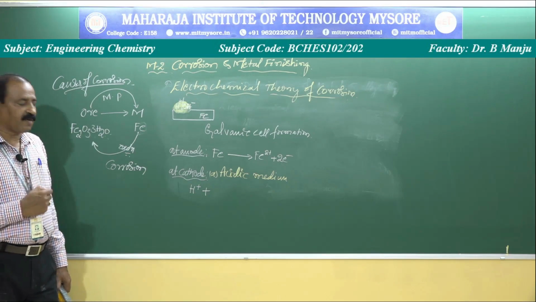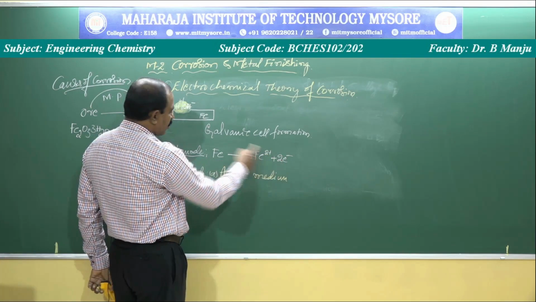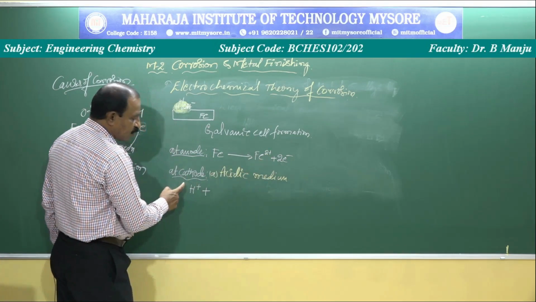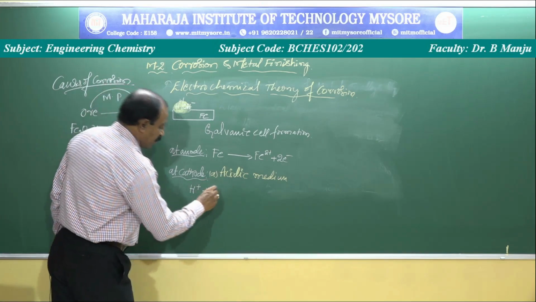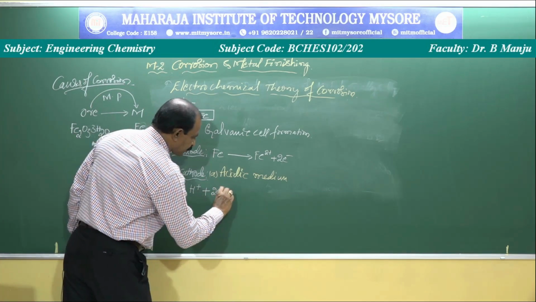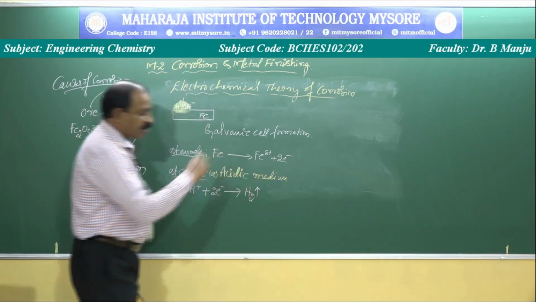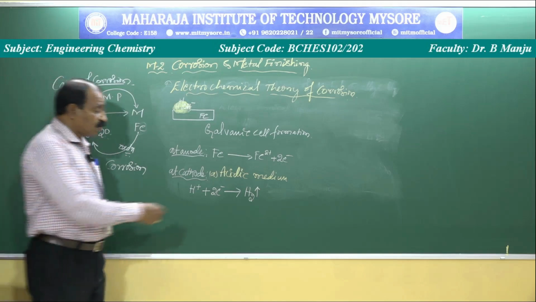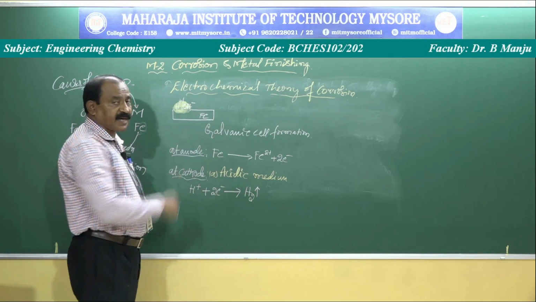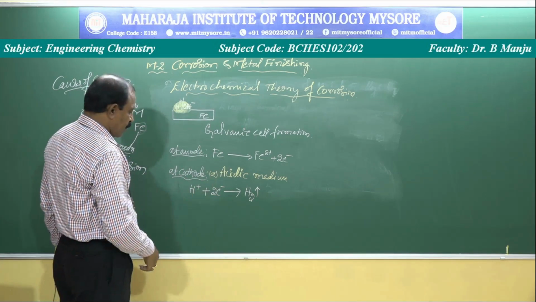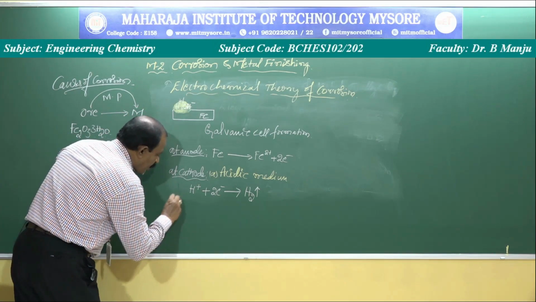Reduction means gaining of electrons. Oxidation means removal of electrons. The electrons liberated at anode are accepted at cathode and undergo reduction. The H plus ions in the acidic medium gain electrons and are converted into hydrogen gas. Now hydrogen gas is liberated. Due to the continuous liberation of hydrogen gas, the rate of corrosion increases. That is another factor to increase the rate of corrosion. And then I come to the second condition.